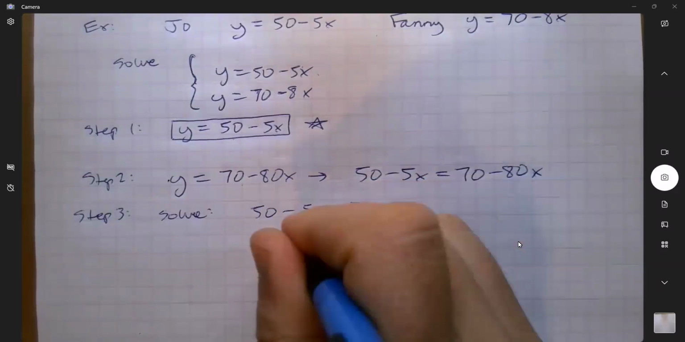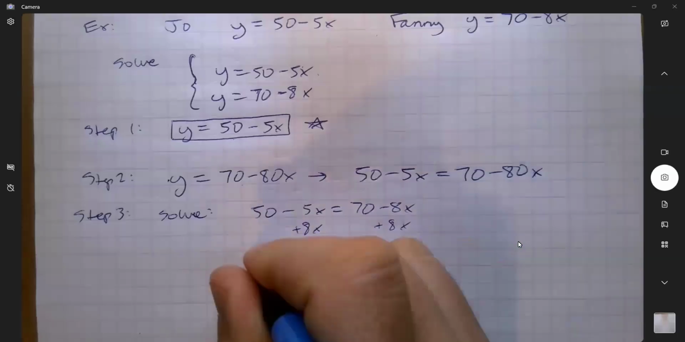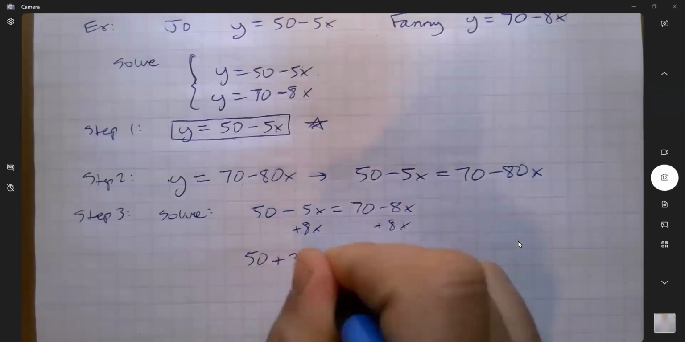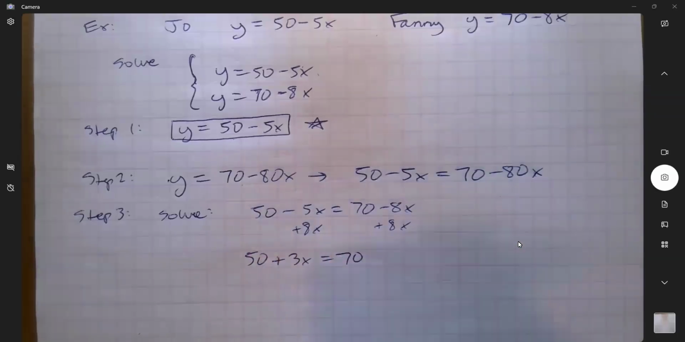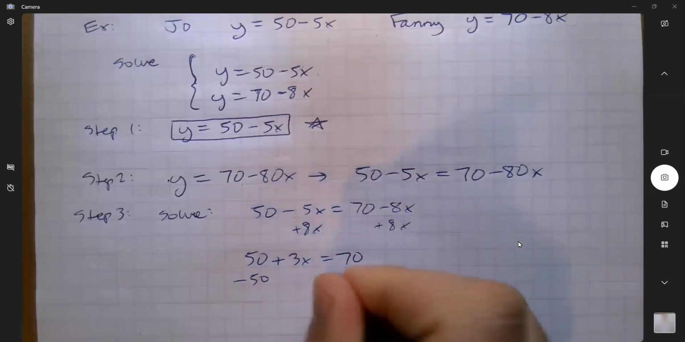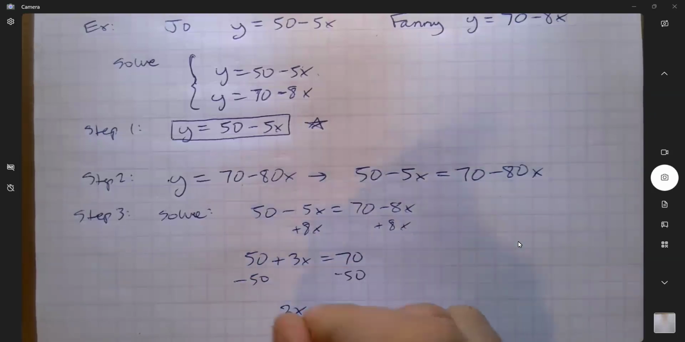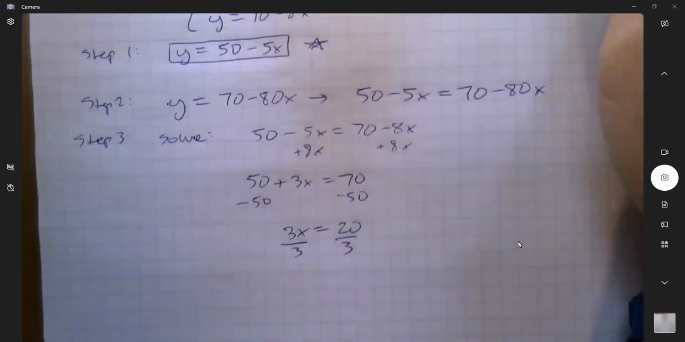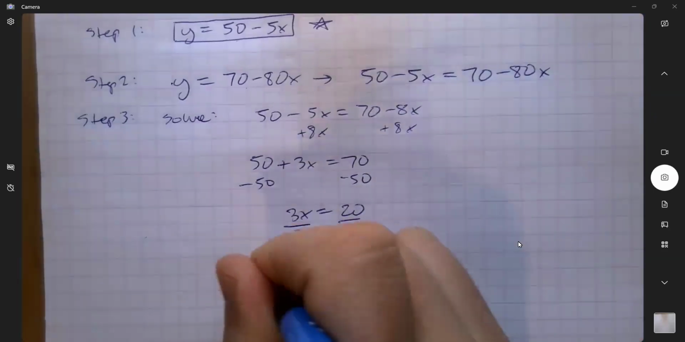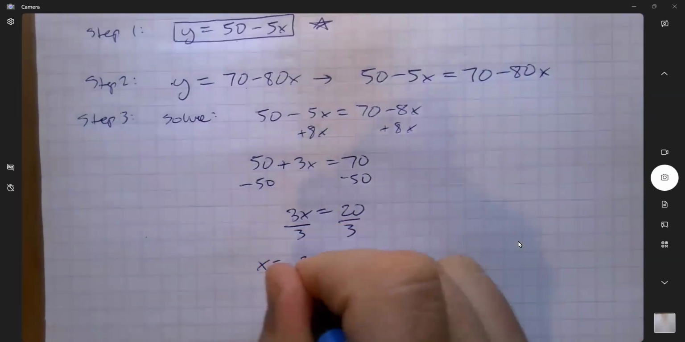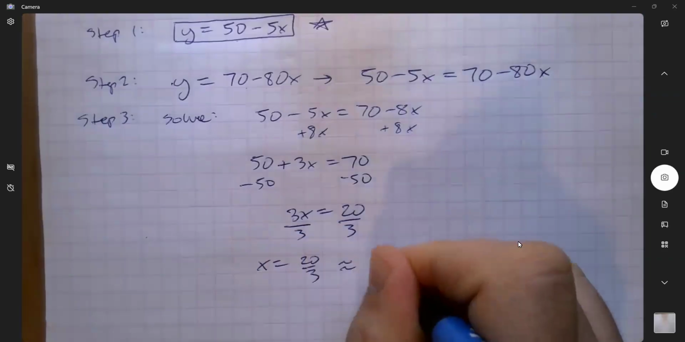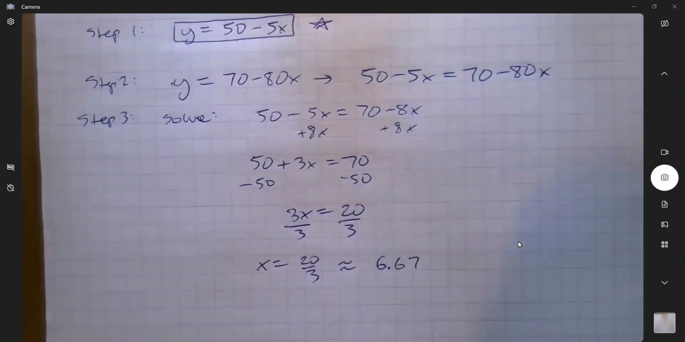Let's add 8x to both sides. And we get 50 plus 3x equals 70. Now we'll subtract 50 from both sides, and we get 3x equals 20. Divide both sides by 3, and we get x equals 20 thirds, which is 6.67 more or less.